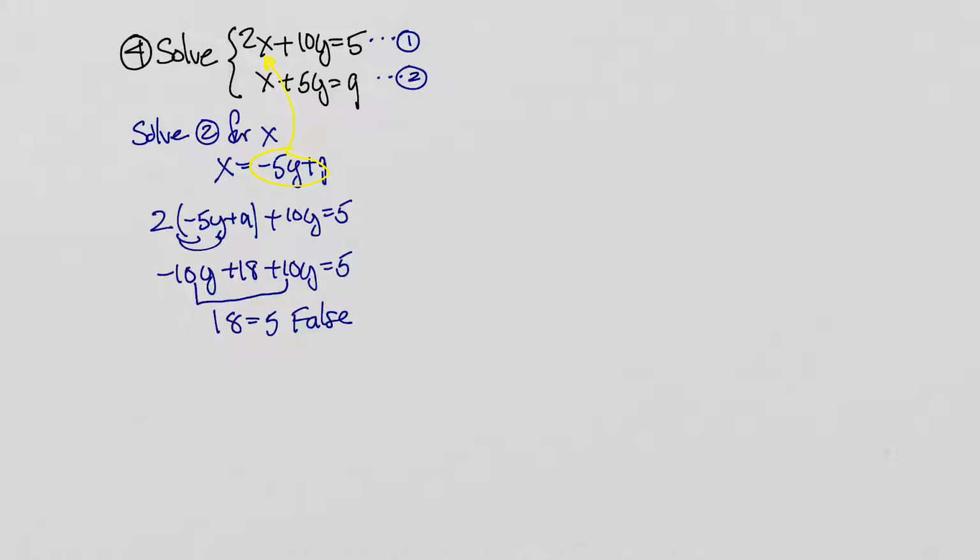And what that means, when we eliminate all the variables and get a false statement, is that we have parallel lines. Parallel lines don't intersect, so we're going to claim there is no solution to this system of equations. That means there's no ordered pair, no x and y, that solves both equations at the same time.